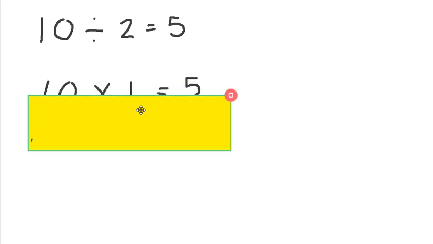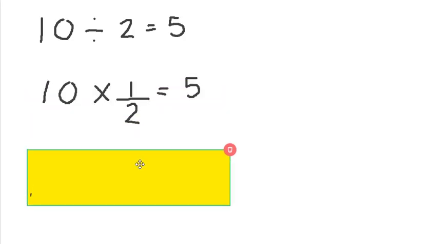Let's go over the rule that most of you have been learning. Whenever we're dividing by a number, it's the same as multiplying by its reciprocal. The reciprocal is the opposite. That's why we flip it. So if I have 10 divided by 2, that equals 5. And if I use the reciprocal, 10 times 1/2, it also equals 5. This is the rule that we've learned, and it just doesn't seem to make sense. How can I be dividing and then multiplying?